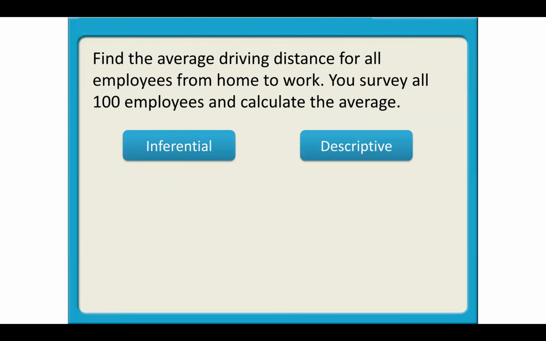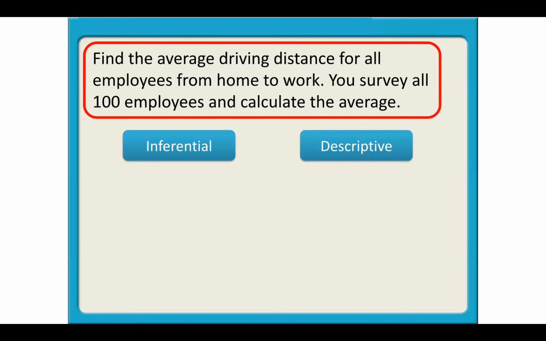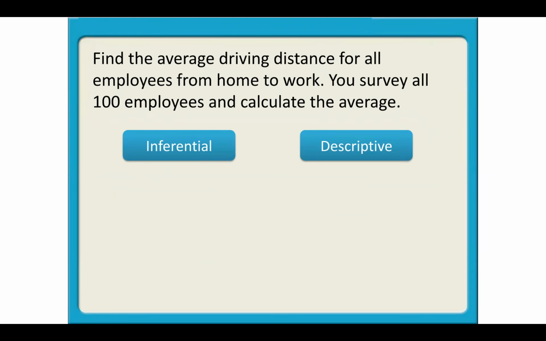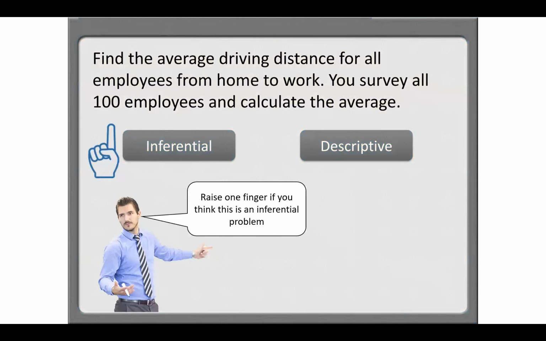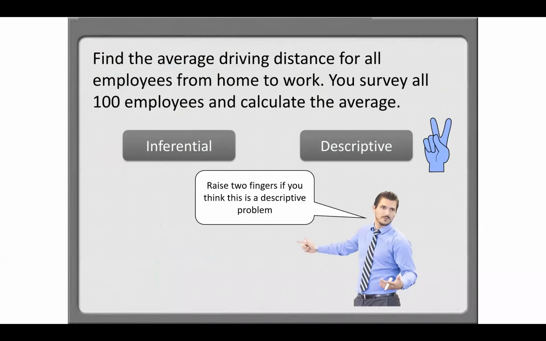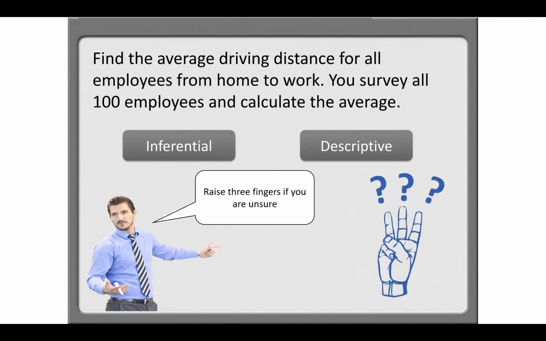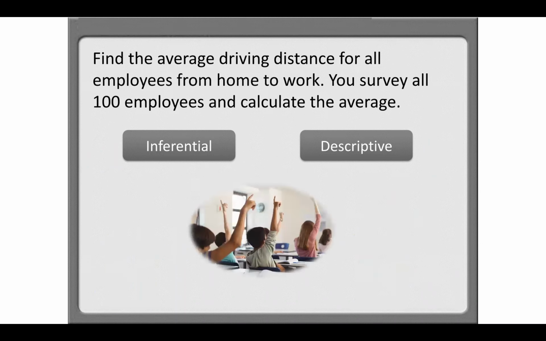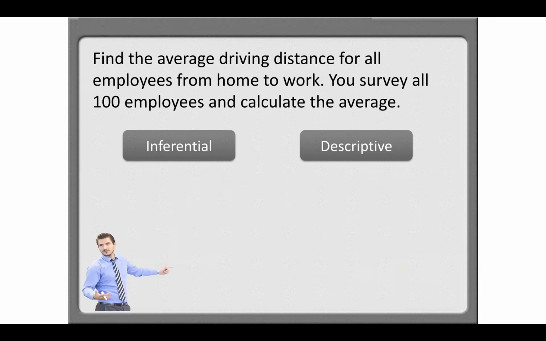In a practice activity, present the students with a different problem. Have them read the problem and raise fingers to choose an option. For example, raise one finger if you think this is an inferential problem, and raise two fingers if you think this is a descriptive problem. You may have them raise three fingers if they're unsure. Some instructors have the students close their eyes so as to not see others' responses. We recommend calling on a student who chose the correct answer.